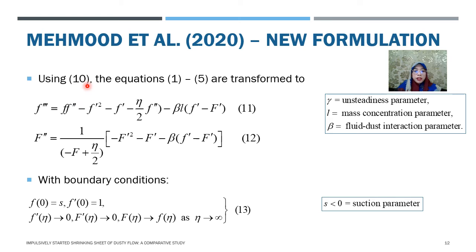Using similarity transformation 10, the governing equations 1 until 5 are transformed to equations 11, 12, and boundary conditions 13. You can see that we have very similar equations to Fang et al. earlier, but with a different sign here. For the new formulation, the suction S takes a negative value.